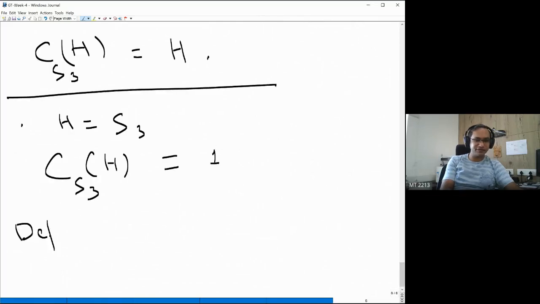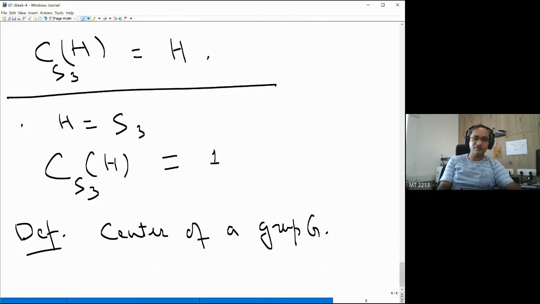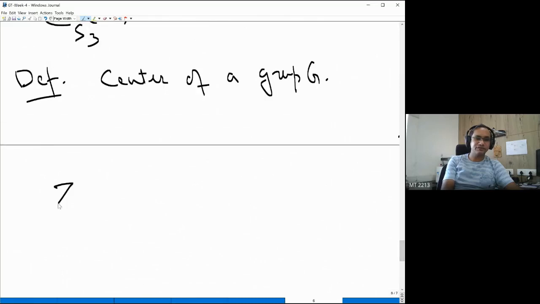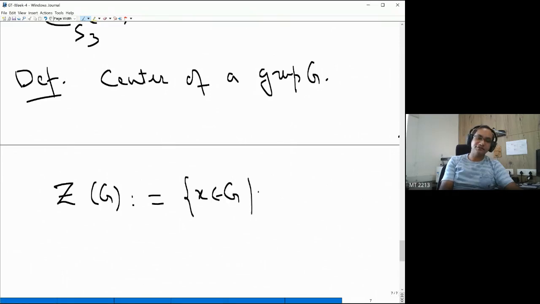So this is a definition again. I'll make this definition: what is called the center of a group. The center of a group G is sometimes denoted as Z(G). This is, by definition, all those elements of G which commute with every element of G.